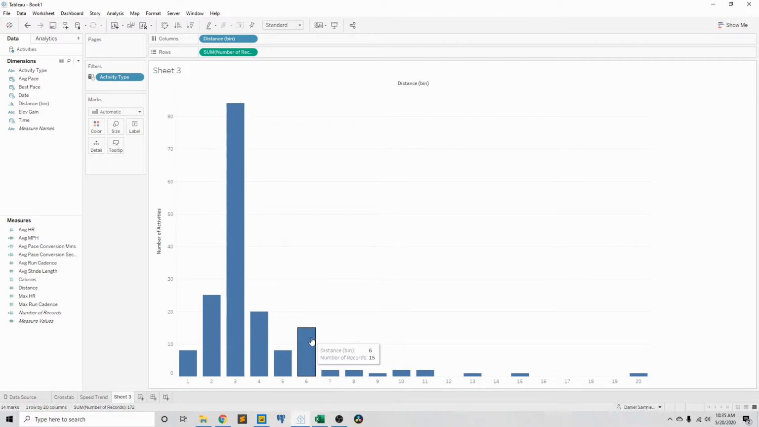I have a pretty good volume of runs in this 10K distance, and sporadically, once a week or so, I'll go for these longer runs. But for the most part, everything is centered around this 5K distance, which I've done 84 activities at the 5K distance level. So this is a histogram.